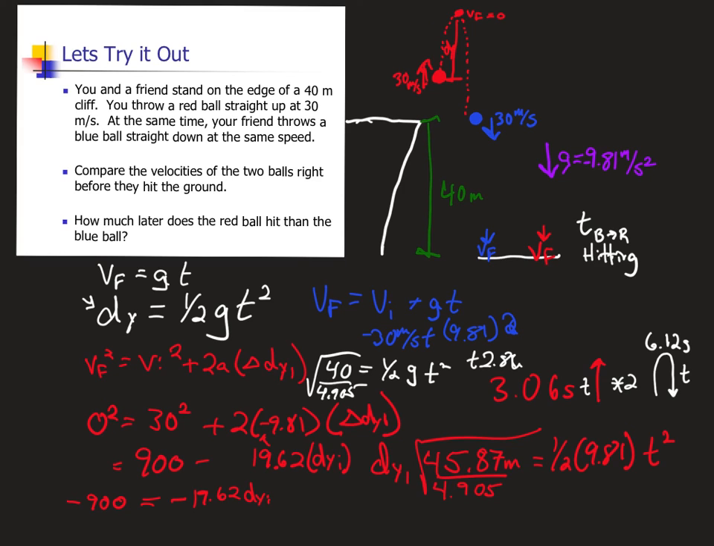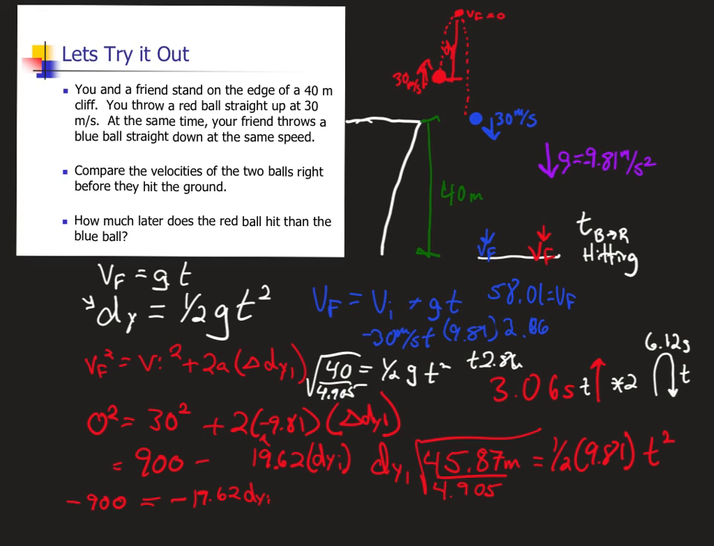So I put that in. It doesn't fit in very nicely: 9.81 times 2.86. Multiply all that out, plus my 30, to get that the final velocity is 58.01.